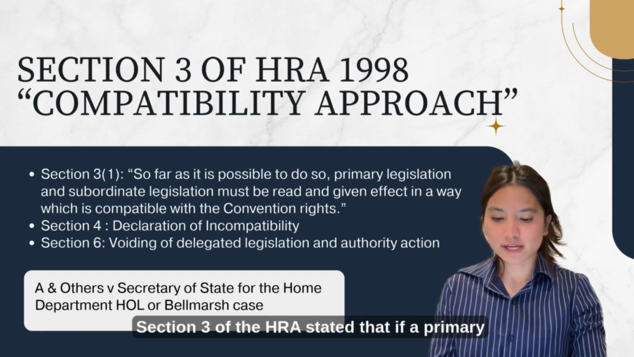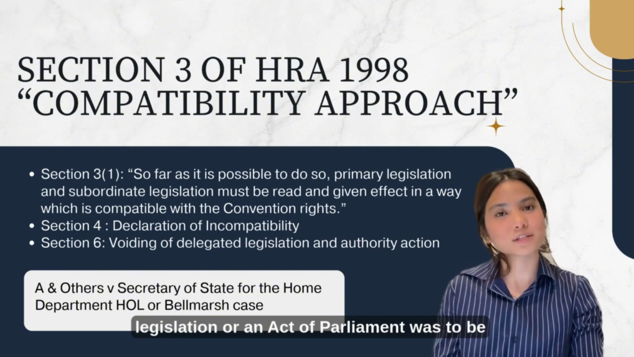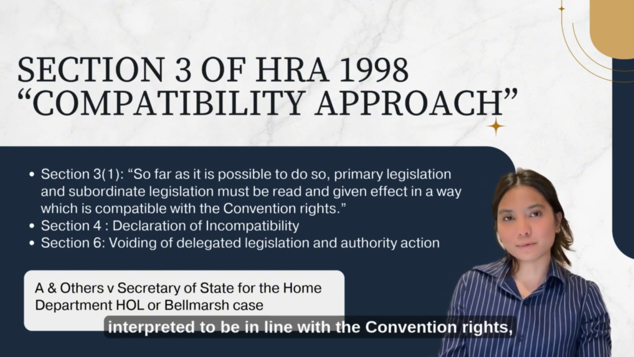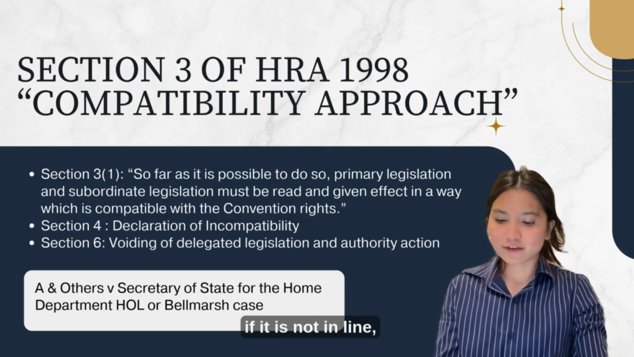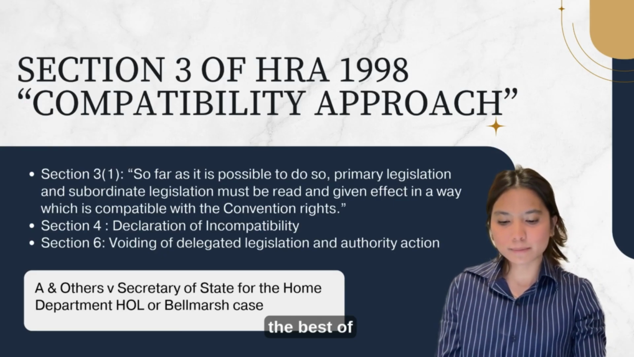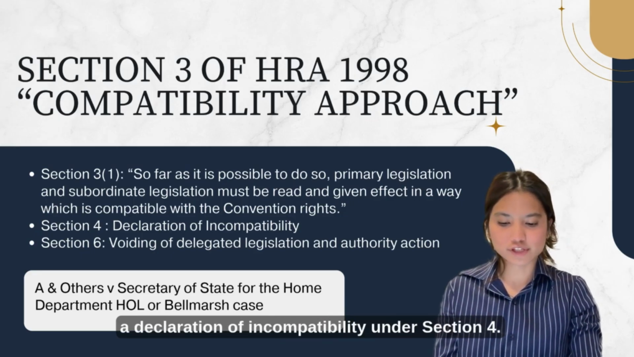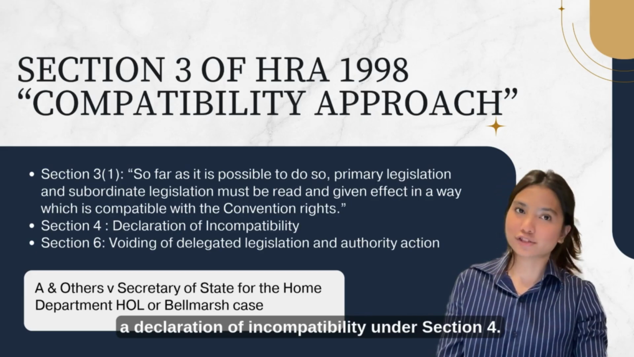Section 3 of the HRA states that primary legislation, or an Act of Parliament, is to be interpreted in line with the Convention rights. If it is not in line, then a court is still to interpret it to the best of their abilities to be just, and to make a declaration of incompatibility under Section 4.